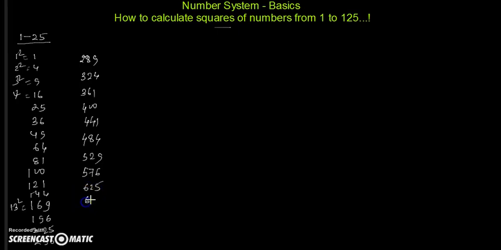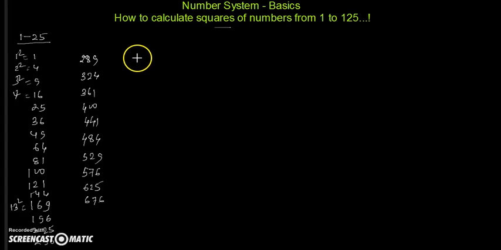26 square will be 676, and so on. Now that we know squares till 25 or 26, we can take bigger numbers and see how we can calculate squares quickly. Okay, that is the target.